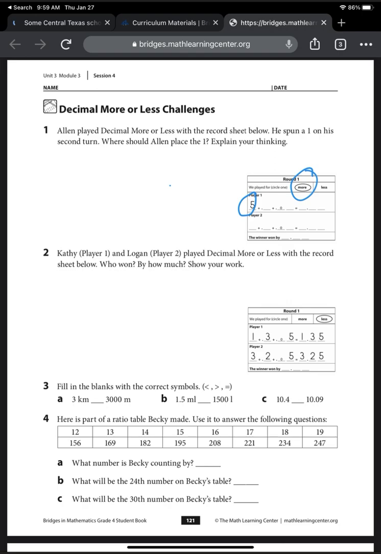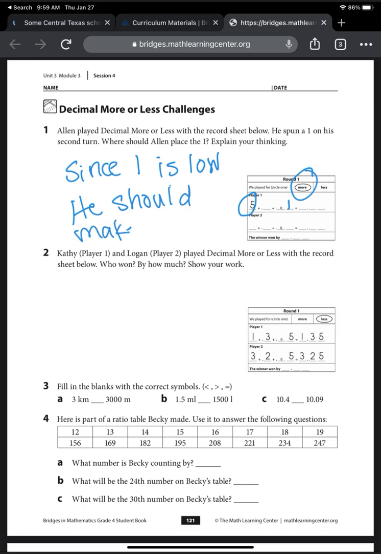The 1 is one of the lowest numbers, so he should devalue it by putting it in the hundredths place. So you can say, since 1 is one of the lowest numbers, he should make it 1/100ths. Hundredths, with the TH.